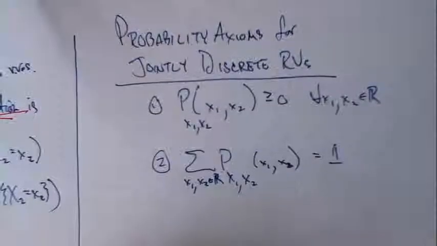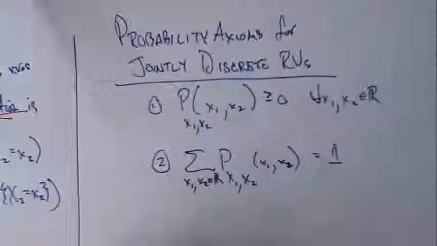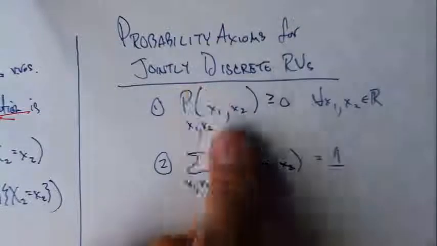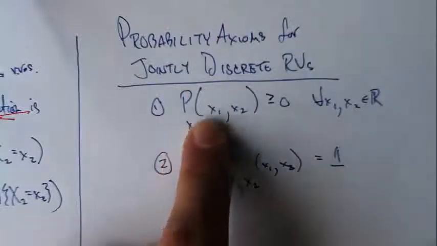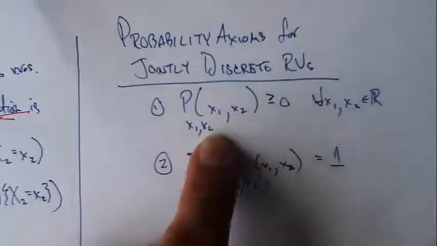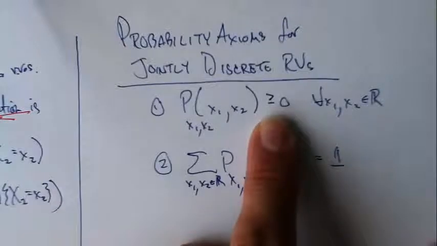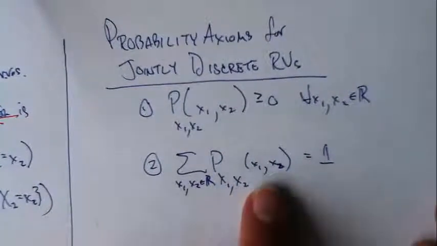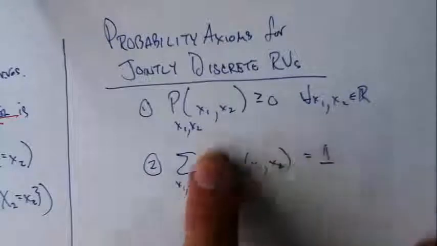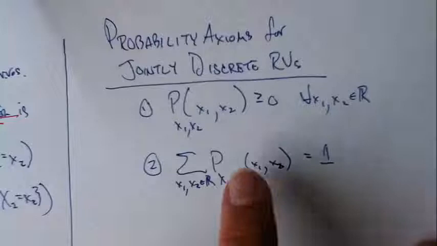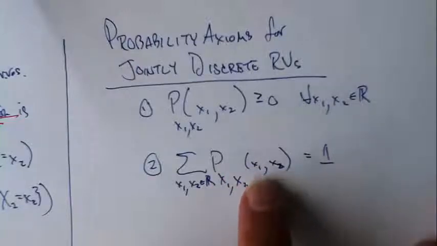We have some probability axioms for jointly discrete random variables. These mimic and actually follow from the basic probability axioms. Pretty simple. First of all, the chance that X1 takes on the value of little x1 and X2 takes on the value of little x2 has to be non-negative. And also, if I add up all these probabilities, note that each one of these probabilities is the probability of these events in here, they're disjoint events.